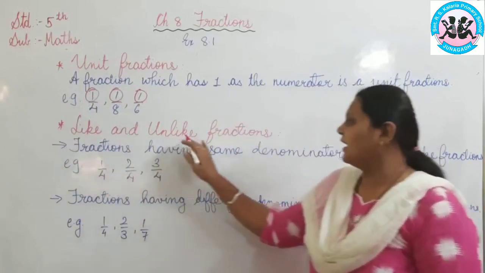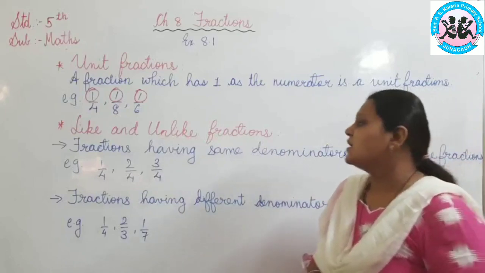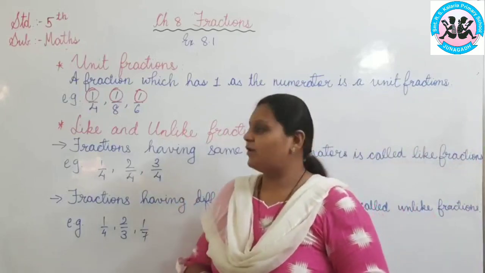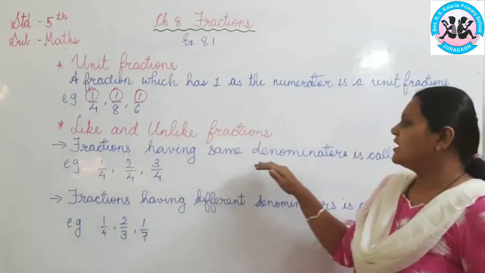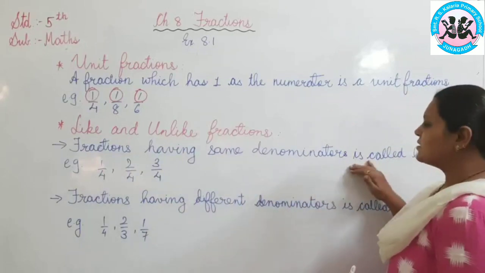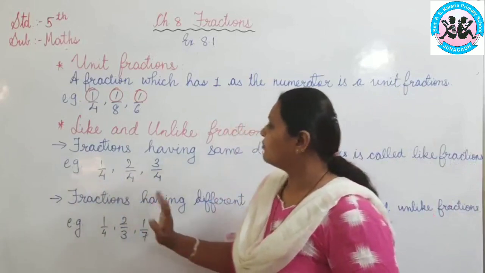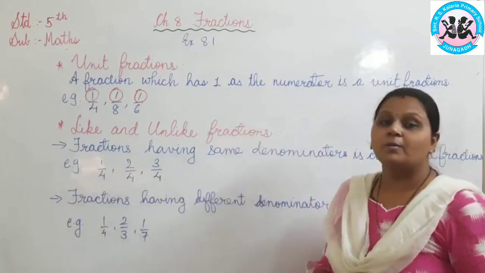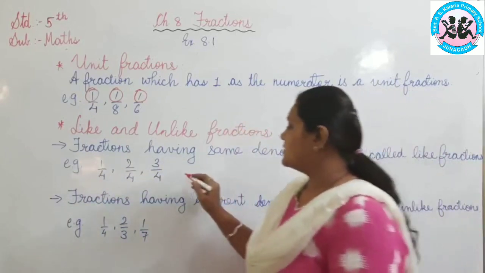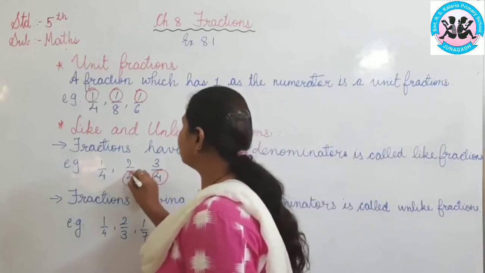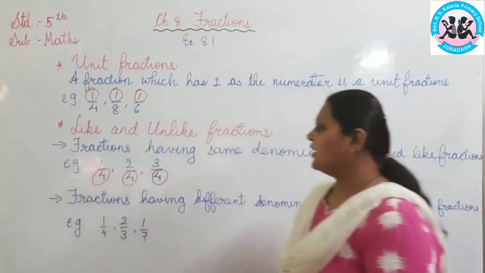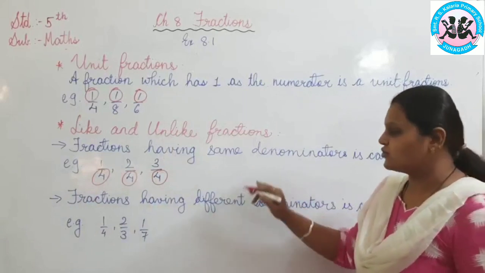Next is like and unlike fractions. Now these are the types of fraction. Fractions having same denominators is called like fraction. For example, 1 upon 4, 2 upon 4, 3 upon 4. Here we will observe 4 as a same denominator. So it is called like fractions.